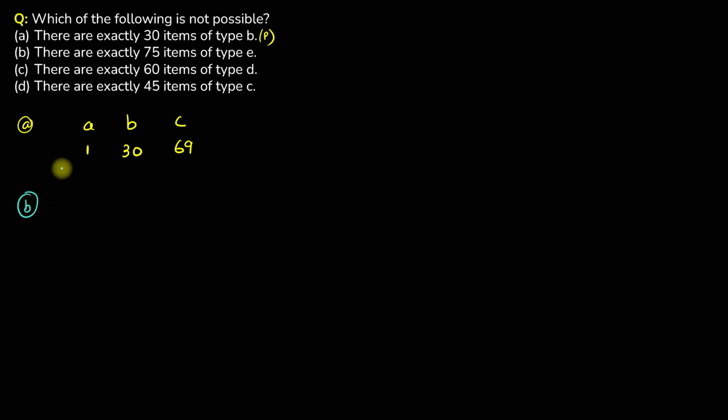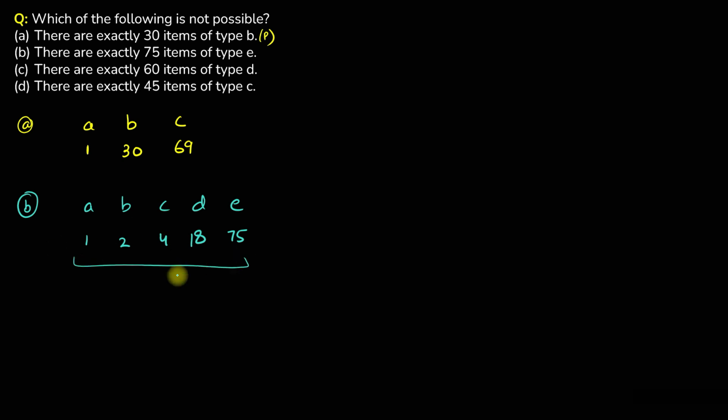Next, option B: there are exactly 75 of type E. So we have A, B, C, D till E at least, and there are 75 of type E. Now 75 out of 100 is a big number. So first of all, we'll have to minimize the number of items in the other types. With A there is exactly 1, so B should be at least 2, C should be minimum 4 and D should be minimum 8. So how many items do we have so far? This is 15 plus 75, 90. So we have 10 more items remaining. So let's distribute all the 10 items to D. Okay, so D becomes 18 items.